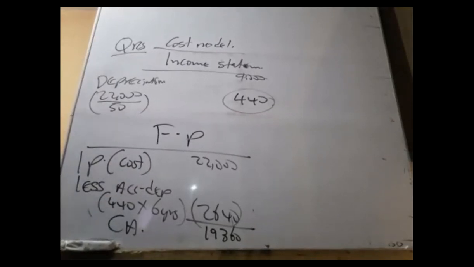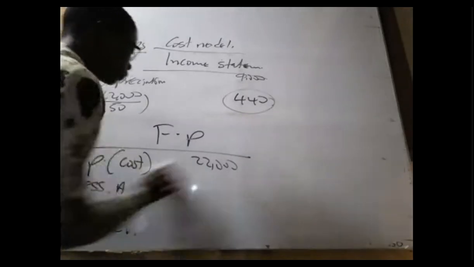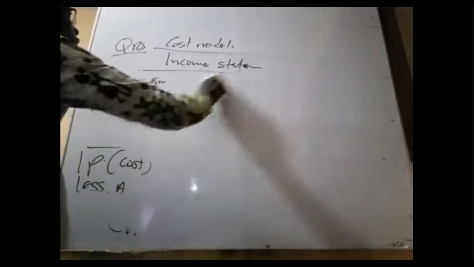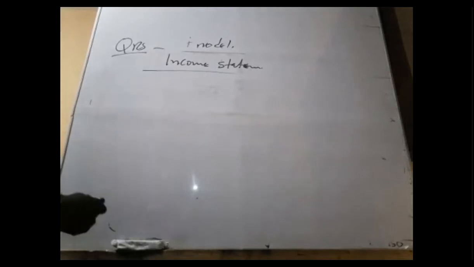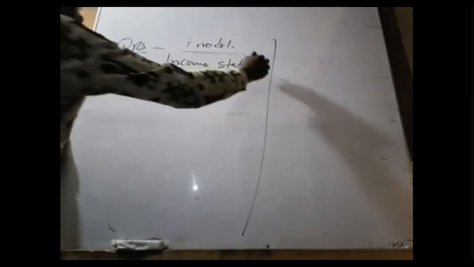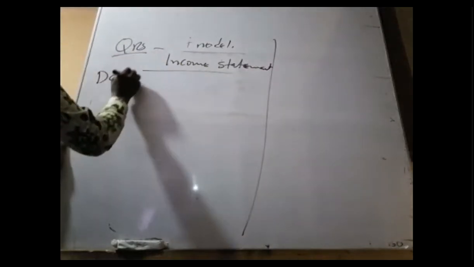Okay, so let's go to the game. So that's in the board. Going back on, we are looking at what? The fair value model. So the fair value model, that is where my interest is, of the income statement. Fair value model, first depreciation.